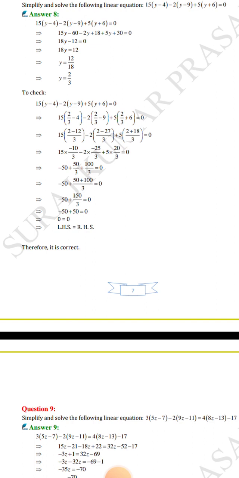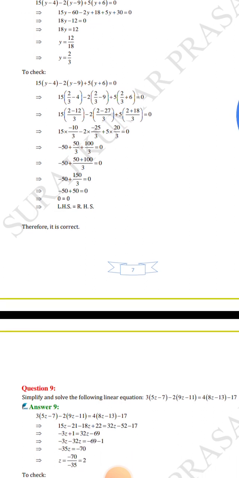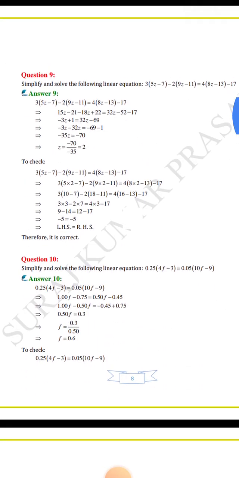Then minus 50 plus 50 by 3 plus 100 by 3 equals 0. Then minus 50 plus 100 by 3 equals 0. Then minus 50 plus 150 by 3 equals 0. Then minus 50 plus 50 equals 0. Then LHS is equal to RHS. Hence it is correct.